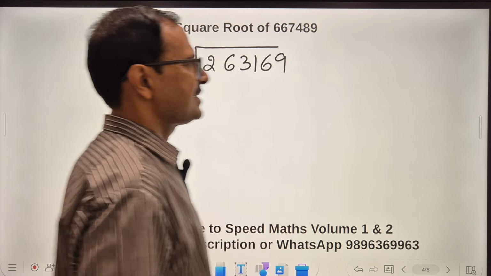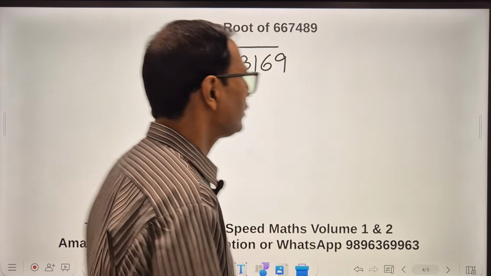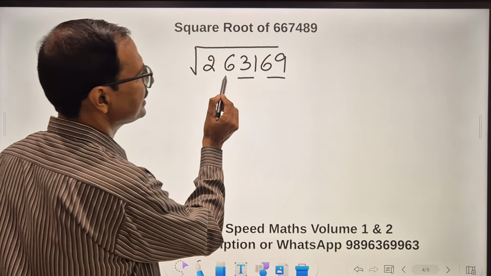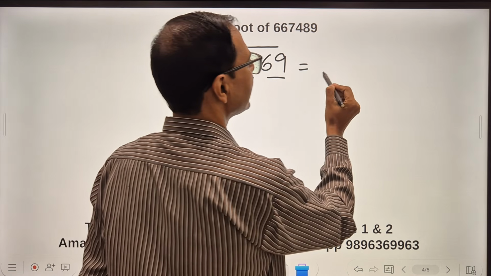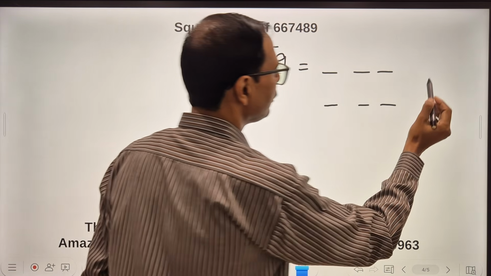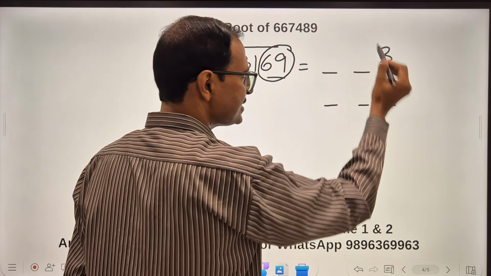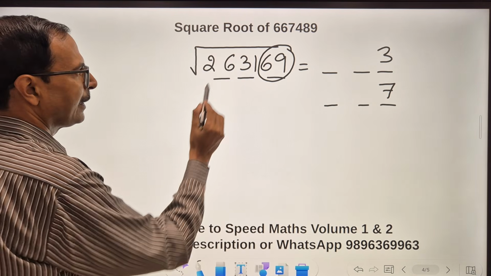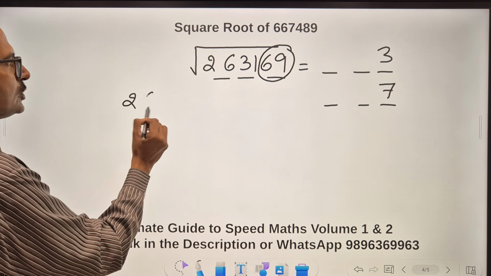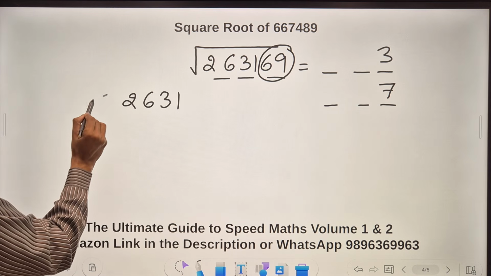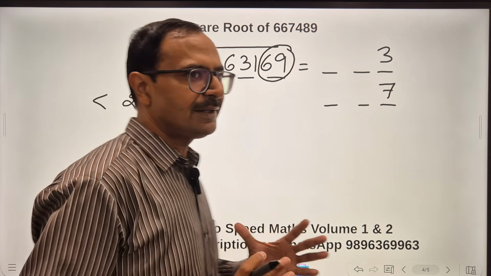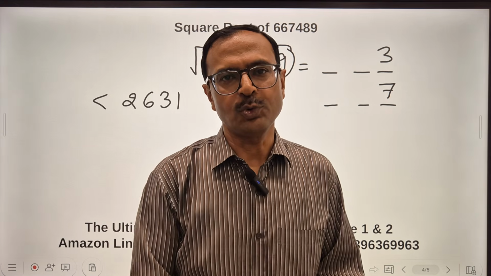Okay, so let's start understanding this question. I told you we have to form pairs from the right hand side. 3 pairs, so your answer is going to be a 3-digit number, but you will have 2 options. 69 ends in 9. So 3 square ends in 9, and 7 square ends in 9. Now I have this number 2631. Now this is the real approximation which I have to do.